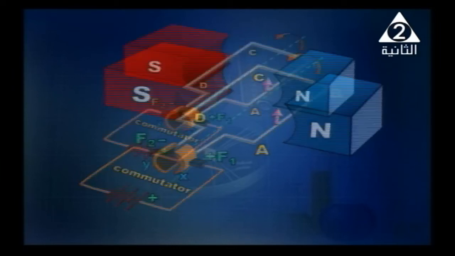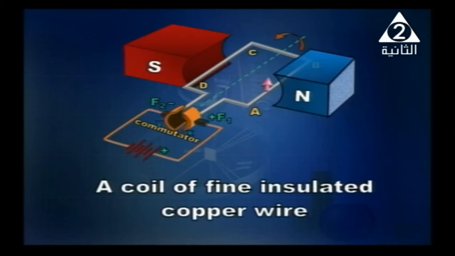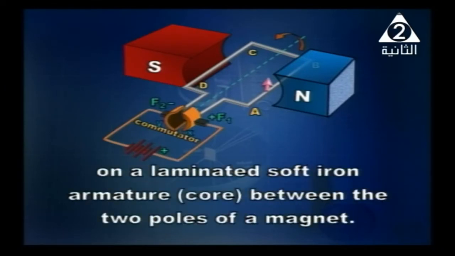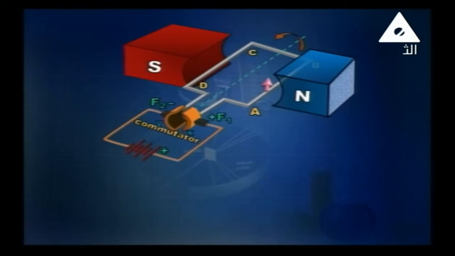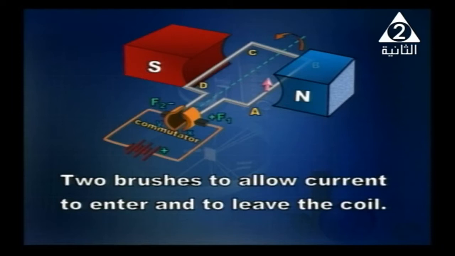the device consists of a coil of fine insulated copper wire, wound on a laminated soft iron core or armature between the two poles of a magnet. And we've got two brushes. The function of the brushes is to allow current to enter and to leave the coil.